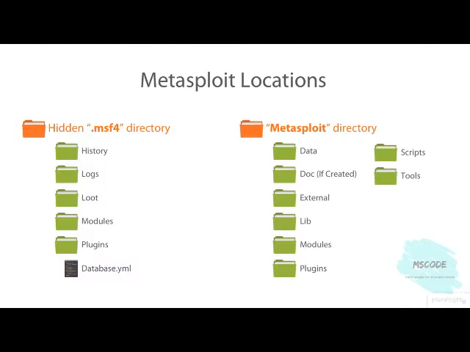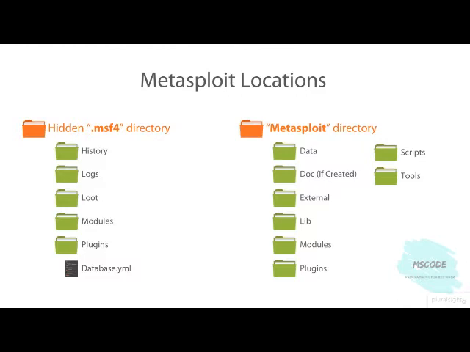The loot folder, so let's say you break into a target machine, you implement a keylogger, the keylogger will actually write its values into the loot directory. And the modules and the plugins are the places where you can create your custom methods, functions, whatever you want to call them, in order to be used inside Metasploit. Now, if we go to the Metasploit directory, this is where the core components that make up Metasploit are.